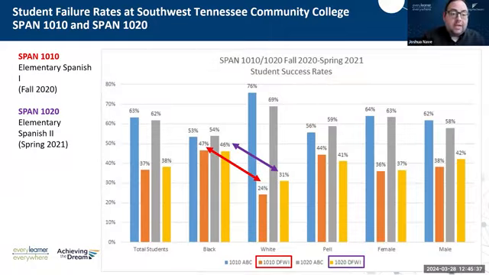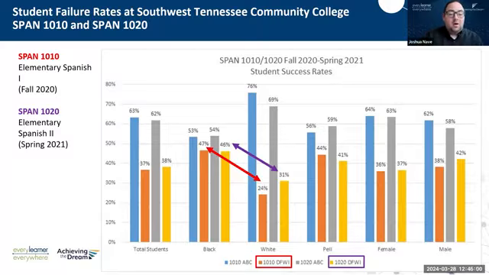Spanish not being a general ed course, and even on the grant that I'm on right now, Spanish is not a course that we look at because it's not a high enrollment, high fail course. So basically no one was looking at the data for Spanish. And so when we pulled the data, we were quite embarrassed, because we thought we were doing better.